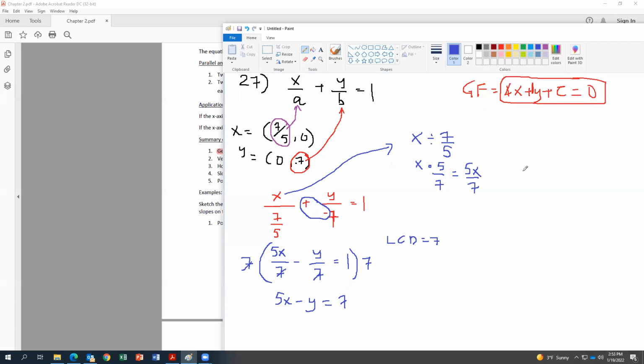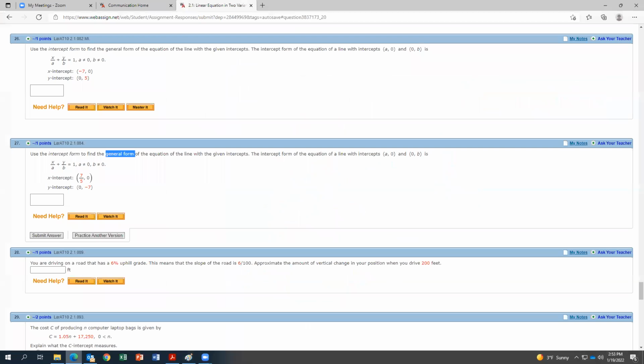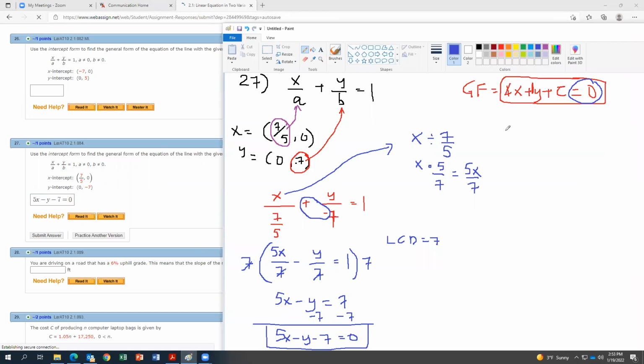The last thing we need to do is, because in general form you have to make this equal to 0, I have to move the 7 to the other side, so I subtract 7. You will get 5x minus y minus 7 equals 0. This is your general form. And again, class, x and y are lowercase. Please do not use uppercase here. So 5x minus y minus 7 equals 0 is your answer. Again, x and y have to be lowercase.